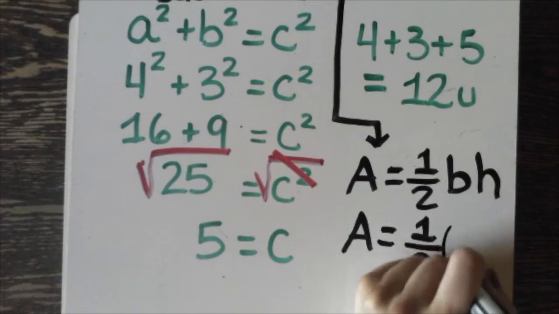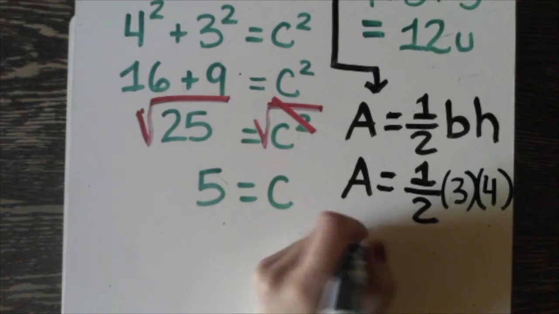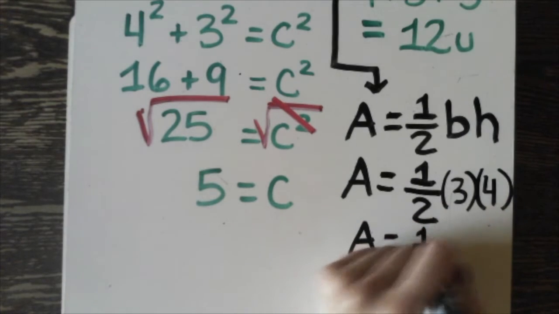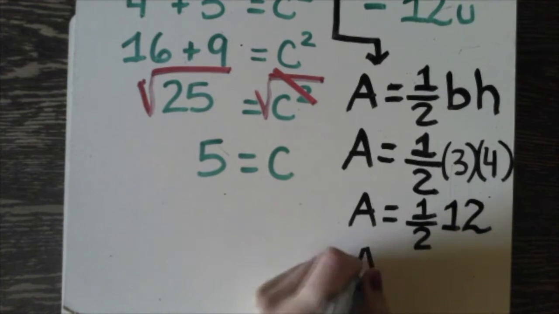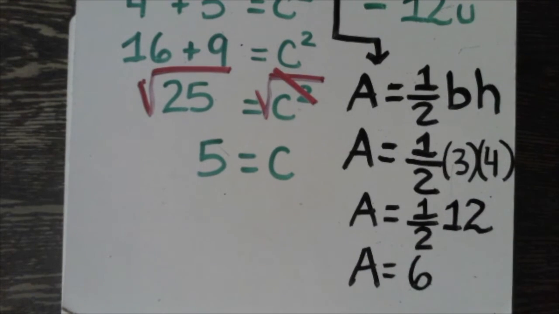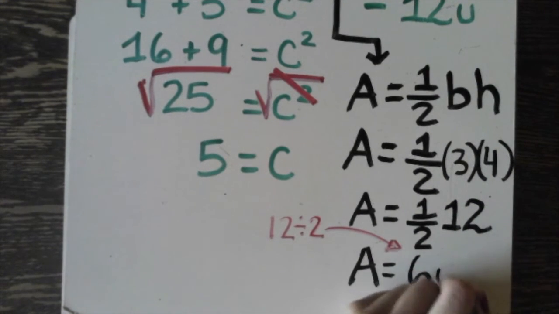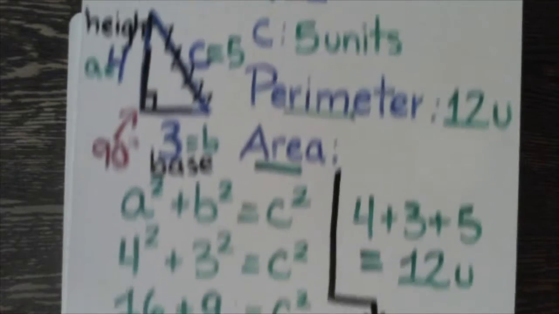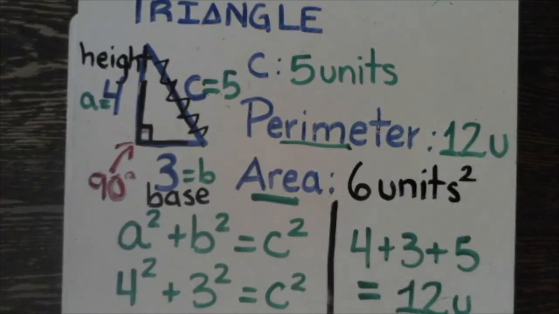So let's replace our numbers. The base is 3, the height is 4. And let's multiply 3 times 4 to get 12. Now we have to figure out 1/2 of 12, which is 6, or we could also say 12 divided by 2 is 6. If it were 1/3, you would say 12 divided by 3. Now our final answer is 6 square units.